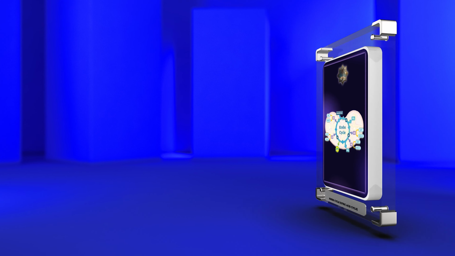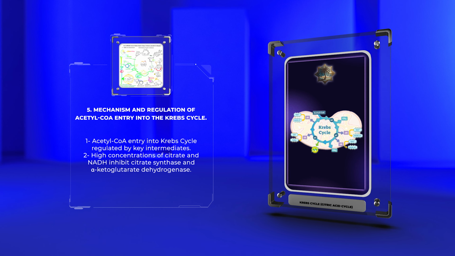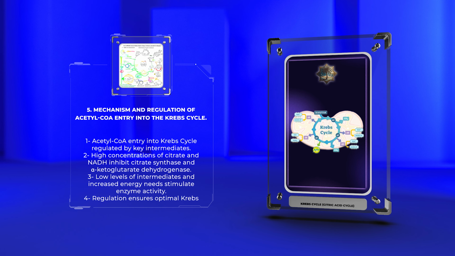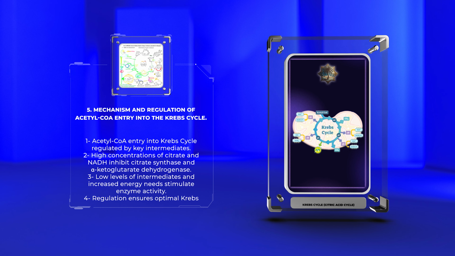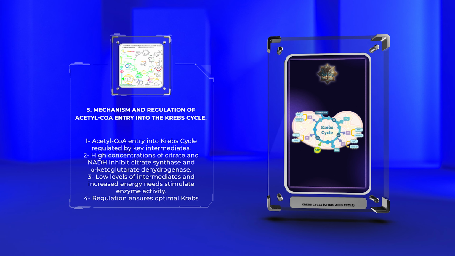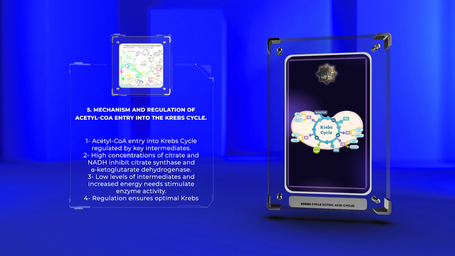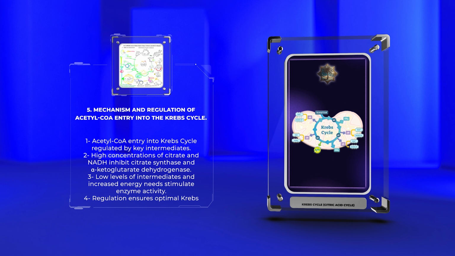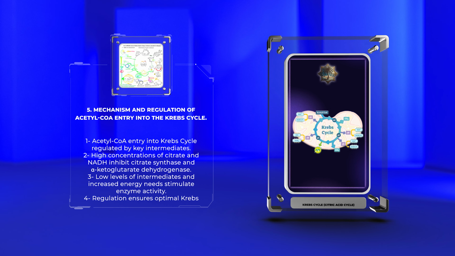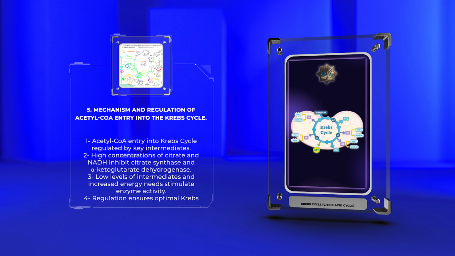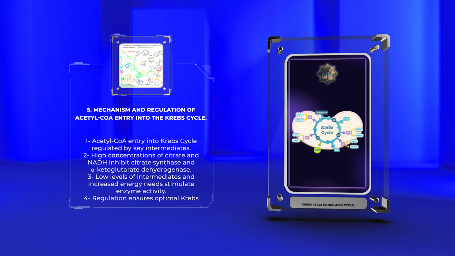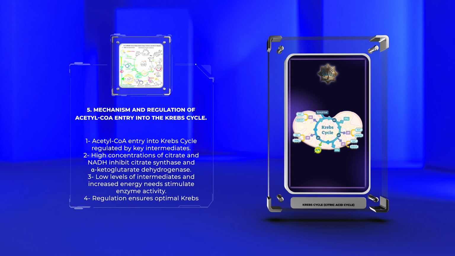The entry of acetyl-CoA into the Krebs cycle is regulated and tightly linked to the energy demands of the cell. The levels of key intermediates, such as citrate, alpha-ketoglutarate, and NADH, act as feedback regulators to control the rate of acetyl-CoA entry. High concentrations of citrate and NADH inhibit the enzymes citrate synthase and alpha-ketoglutarate dehydrogenase, respectively, slowing down the entry of acetyl-CoA. Conversely, low levels of these intermediates and increased cellular energy needs stimulate the activity of these enzymes, promoting acetyl-CoA entry. This regulation ensures that the Krebs cycle operates at an optimal rate, efficiently producing energy as required by the cell.